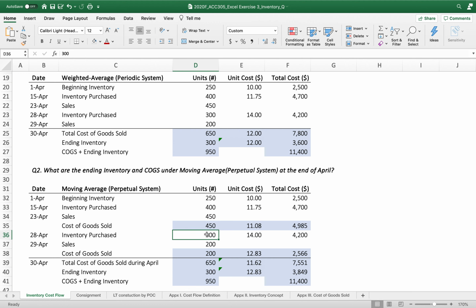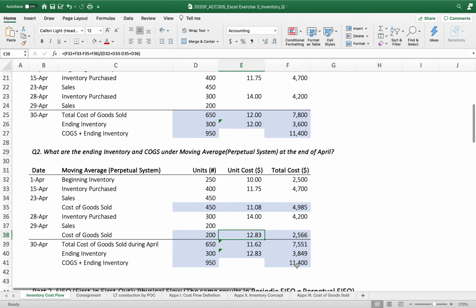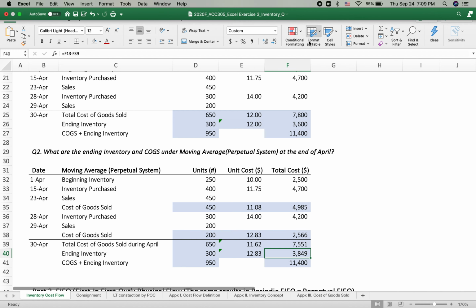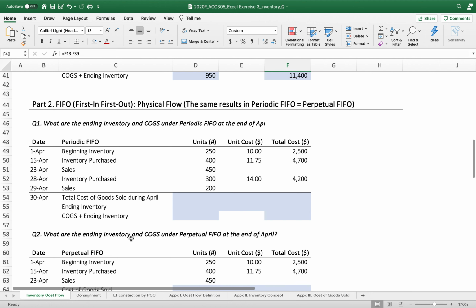And then these 300 units at a $14 per unit cost are not actually considered here. They are actually considered in the cost of goods sold only the day before the end of April. Okay, so that's why here total cost of goods sold during April is lower than the cost of goods sold under the weighted average. But on the other hand, the ending inventory is definitely greater than this, because the ending inventory now includes the expensive inventory purchased later, the $14 per unit. Okay, so that's the difference. So see you in the next exercise in the next video clip.